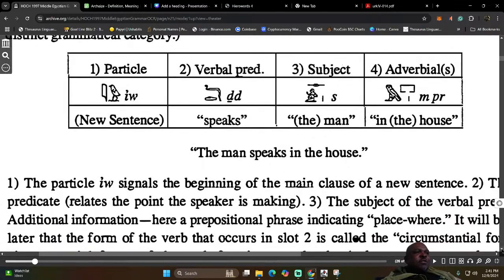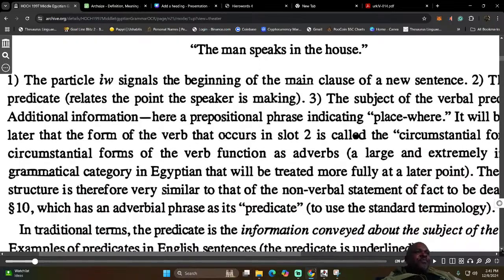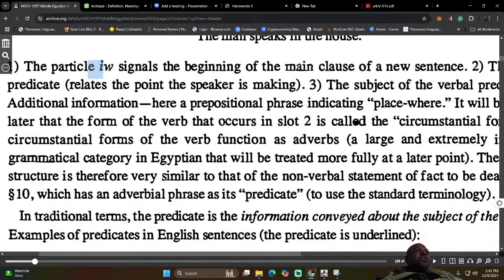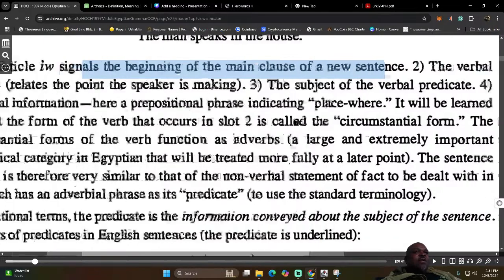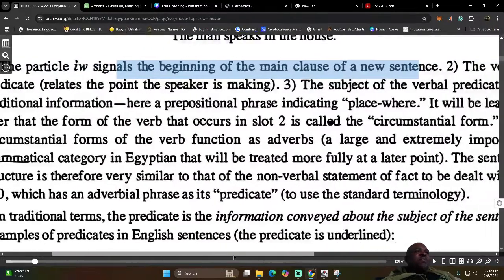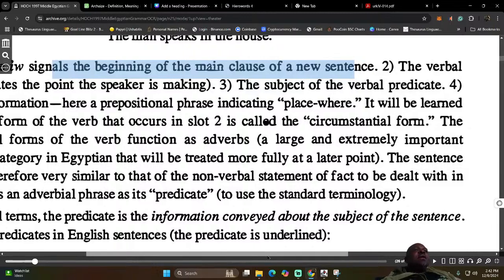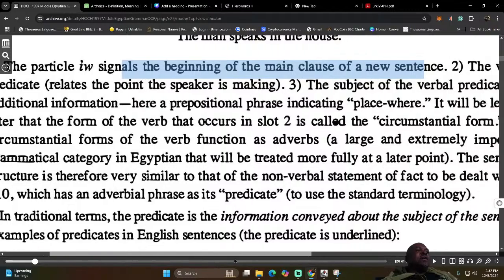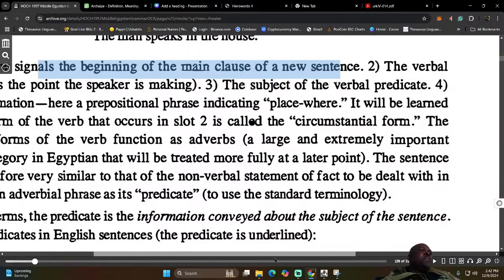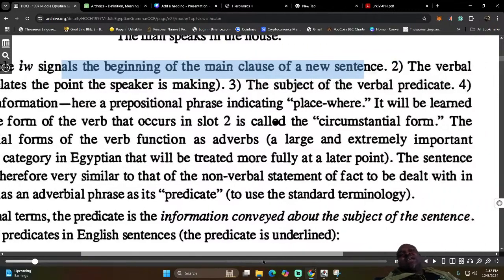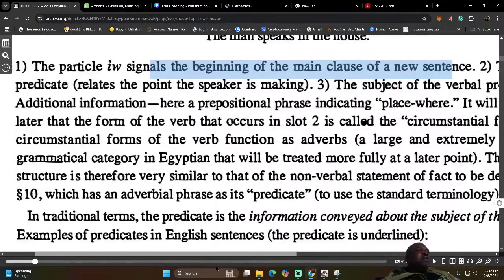So that's not hard to trip off. The particle U signals the beginning of the main new clause, right? The verbal predicate relates the point the speaker is making. The subject of the predicate is number 3, and number 4 is the additional information. Here, a prepositional phrase indicates place.